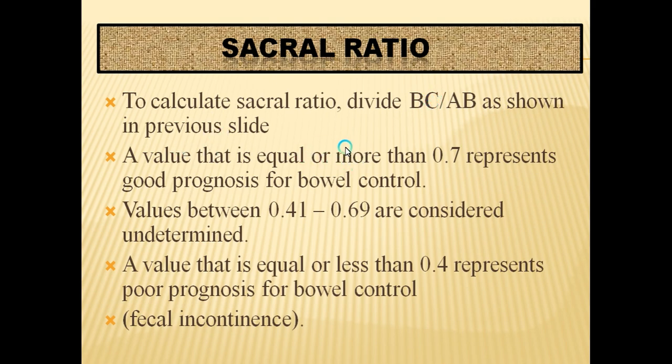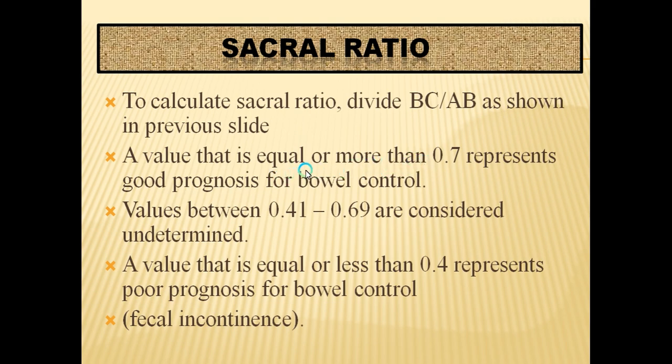Next, you have to see your answer. If your value is equal to or more than 0.7, if this answer comes, then good bowel control, okay? If your value is between 0.41 and 0.69, that is undetermined, okay? If it is less than 0.4, then it is poor bowel control, that is fecal incontinence, okay? Did you understand now? Sacral ratio is BC divided by AB, and then you have to see the values.